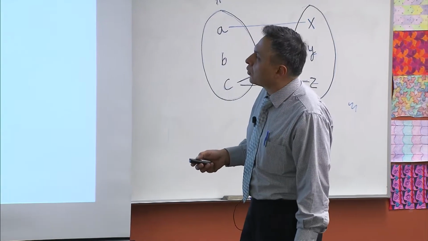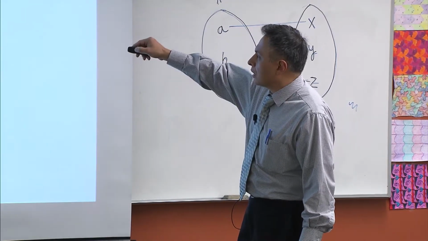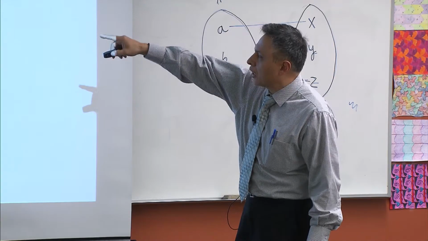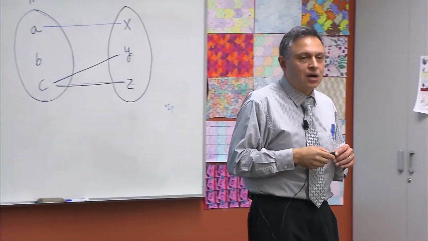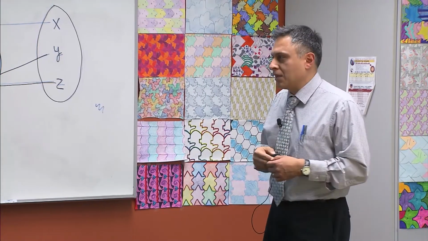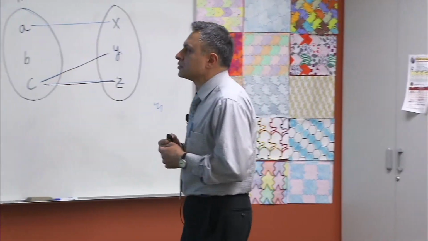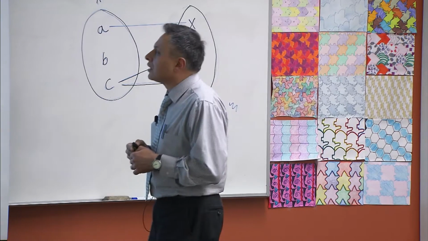That's kind of what we do quite often. We count the elements here, we count the elements there, and we say, oh, the sets are of the same cardinality, same size.